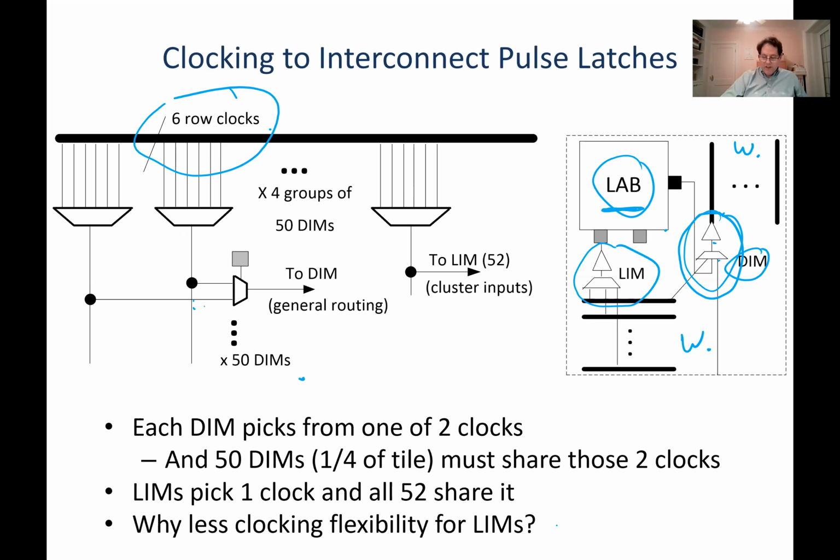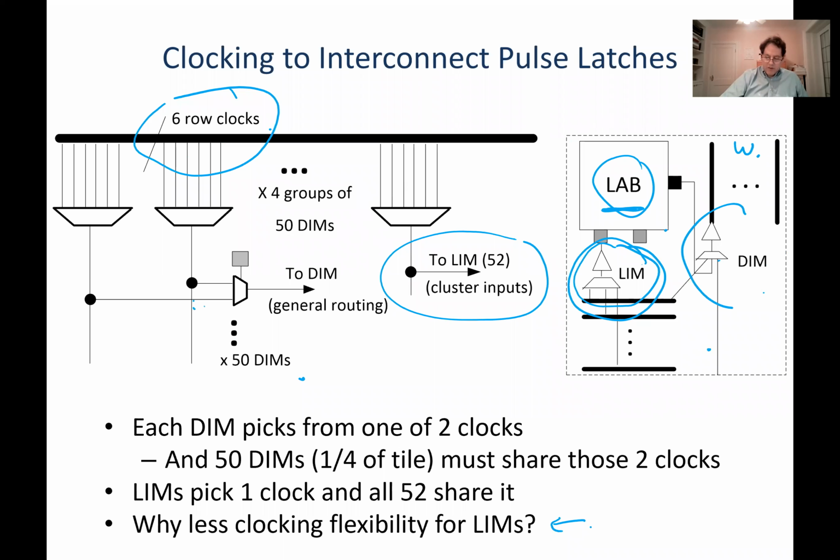So let me do a comprehension test here to see if anybody can think of this. This means they also did less clocking flexibility for these LIMBs, right? The connection block input muxes, because all 52 of them have to share the same clock. And they're not quite as restrictive for these driver input muxes here, which are just the muxes that connect routing wires to each other. Those they divide into 4 different groups, and then each group still gets to pick between 2 different clocks. So they've got a bit more flexibility. Why do you think these LIMBs don't need as much flexibility in terms of which clock they use?